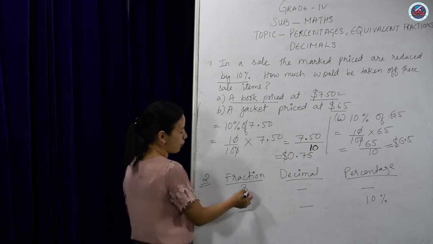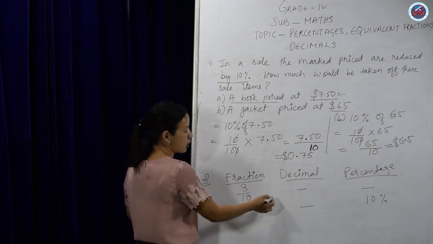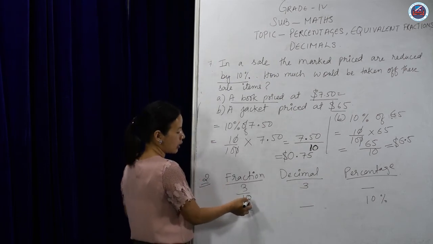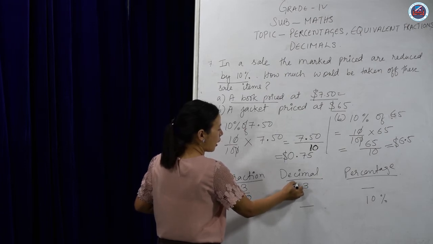So how do we find it? How do we change into decimal first? Now we have the fraction 3 by 10. To change into decimal, the bottom number is 10, that is a single zero. So we will count one number, put the point and put a 0.